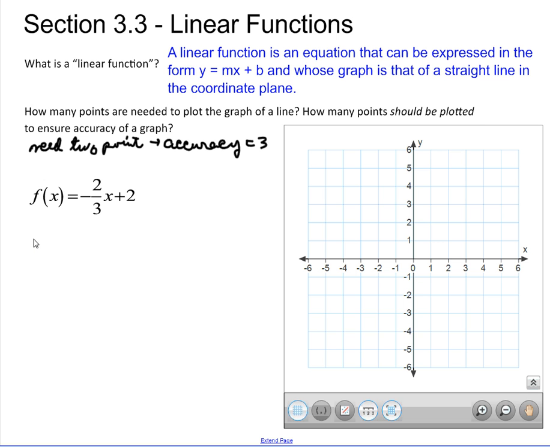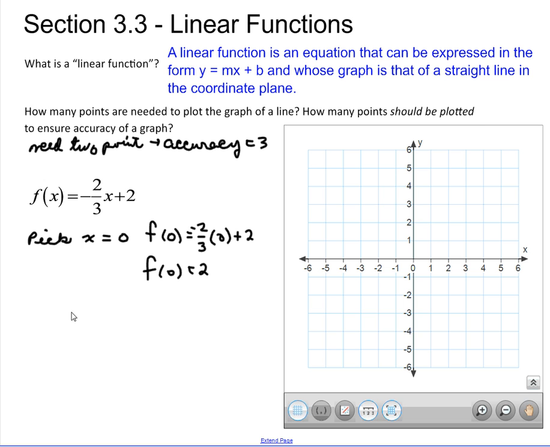One point that you should always pick, if you're going to graph a line, is a point where x is equal to 0. Why? Well, if we find the value of the function at x equals 0, it's an easy number to work with because negative 2/3 doesn't matter. We're multiplying it by 0 and then adding 2. And so what we're going to find is that the value of the function at 0 is equal to 2.